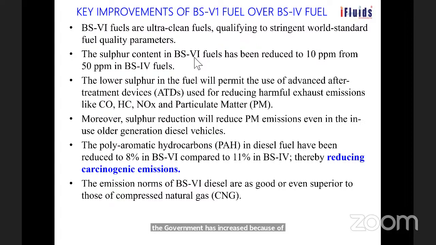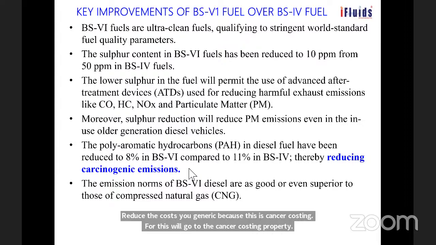The sulfur content in BS6 fuels has been reduced to 10 ppm from 50 ppm of BS4. So straight away it has gone down. Another thing is the polyaromatic hydrocarbons (PAH) in diesel fuel have been reduced from 11% to 8%, thereby reducing carcinogenic content, because this is cancer causing. This has a cancer causing property, so there also they have taken care.